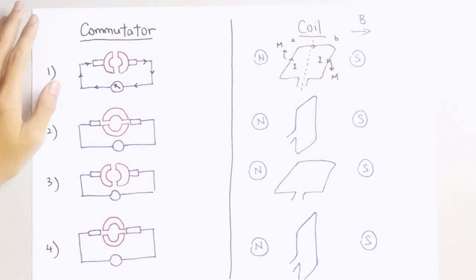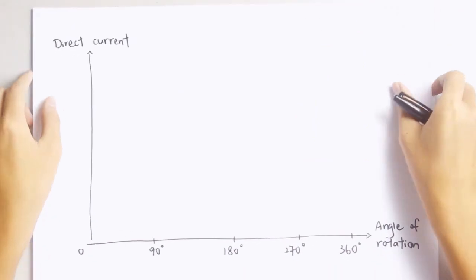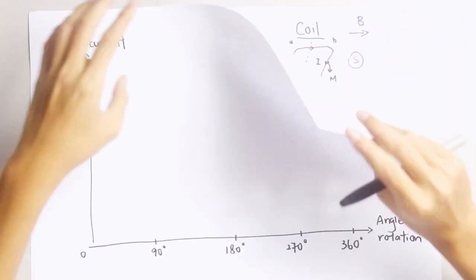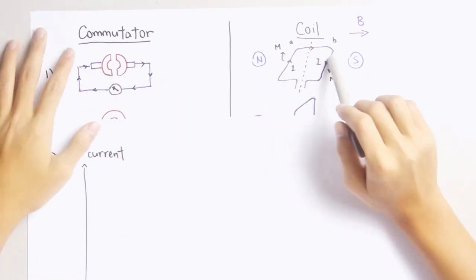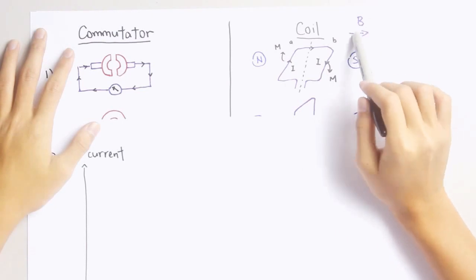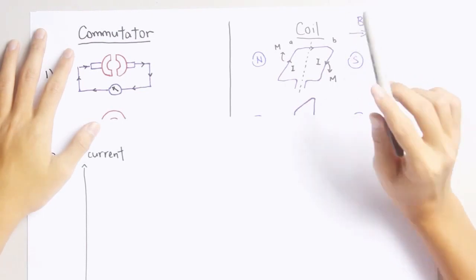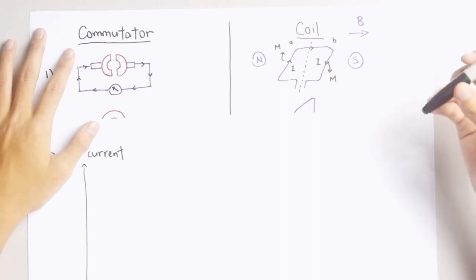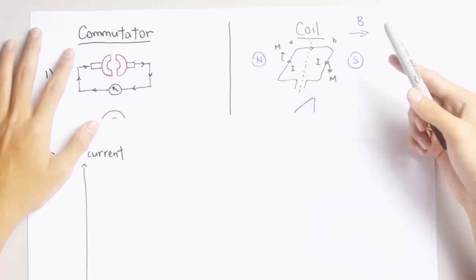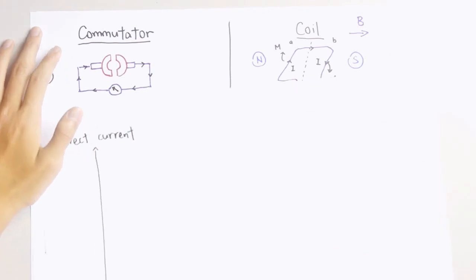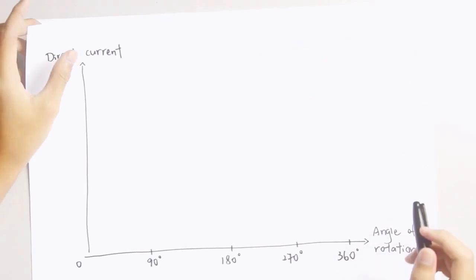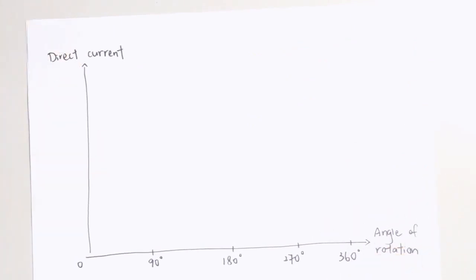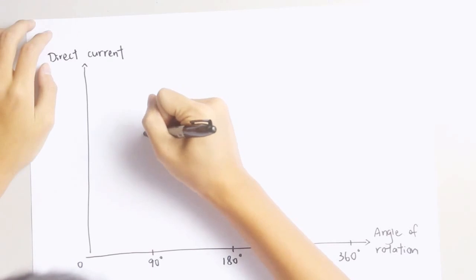Before this, let's take a look at the graph. At this point, you can see that the motion is 90 degrees to the B force, the magnetic field. So at this position, the induced current will be maximum. At 90 degrees, it will be maximum. So this is number 1.